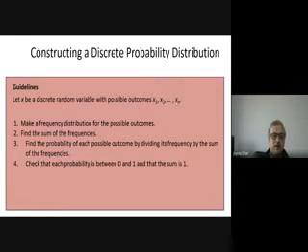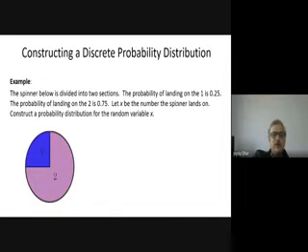And then check that each probability lies between 0 and 1. This will always happen because we are dividing by the sum of the frequencies. So now you can see we are constructing a discrete probability distribution.